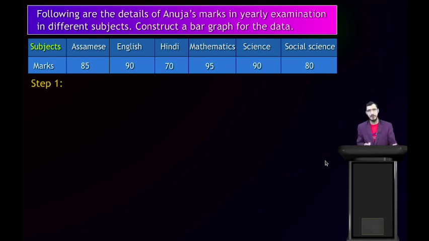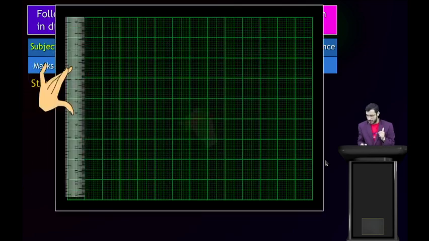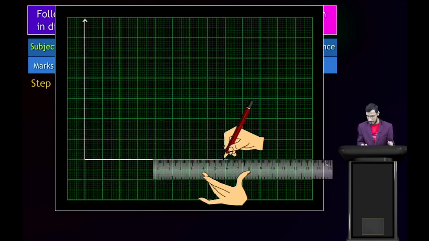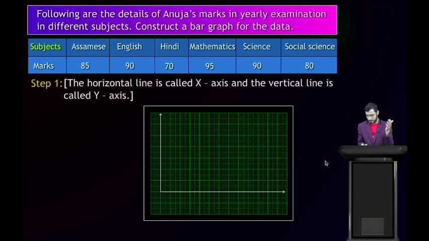So what will we do here? The first step: take a graph sheet and draw two mutually perpendicular lines on it. Mutually perpendicular lines means perpendicular to each other. You can see here in the pictures, we can draw two lines perpendicular to each other. The horizontal ray is the x-axis, and the vertical ray is the y-axis.